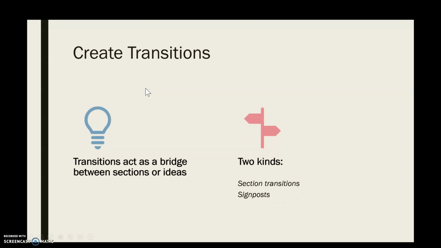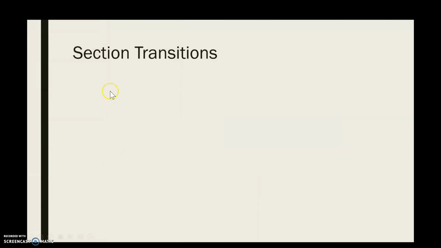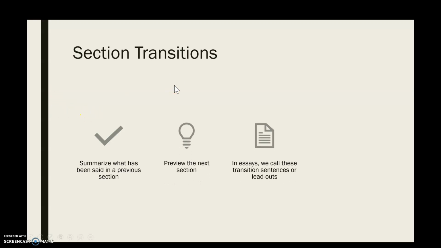Then you'll want to create transitions. Transitions act as a bridge between sections or ideas, and there are two kinds: section transitions and signposts. Section transitions are basically what we call transition sentences in 101. They summarize what's been said in a previous section, and they preview the next section.